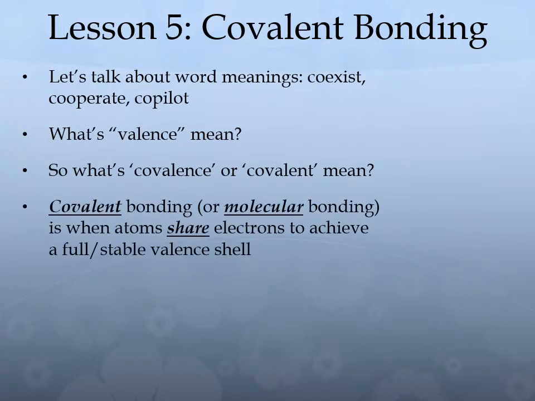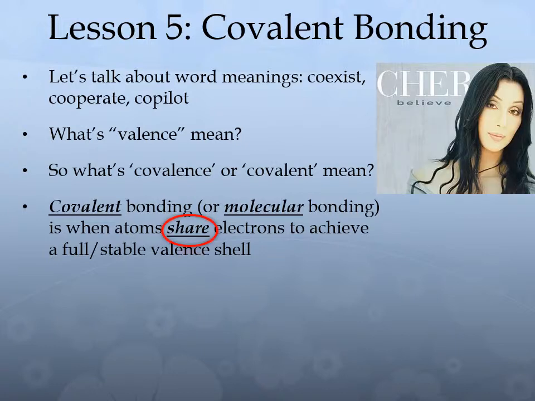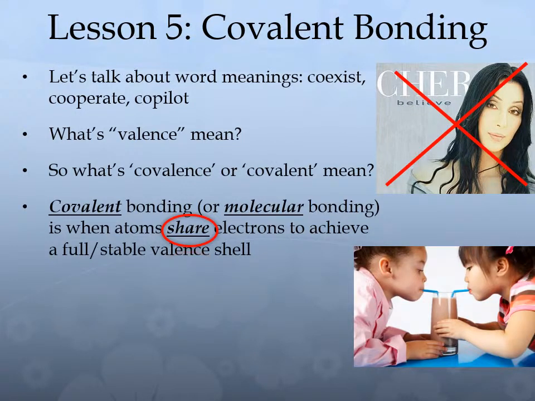Covalent bonding, which you may see called molecular bonding at times, depending on where you're seeing questions from, is different from ionic bonding in that atoms will share electrons rather than transfer them. Let's repeat that again. For ionic bonding, the key verb was transfer. For covalent bonding, the key word to look for that you always want to associate with this type of bonding is share. Share the electrons.